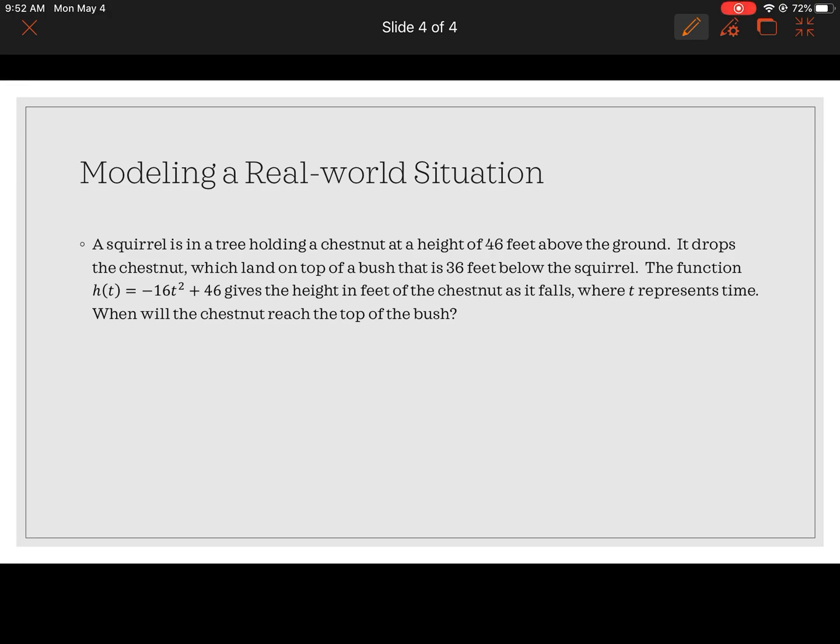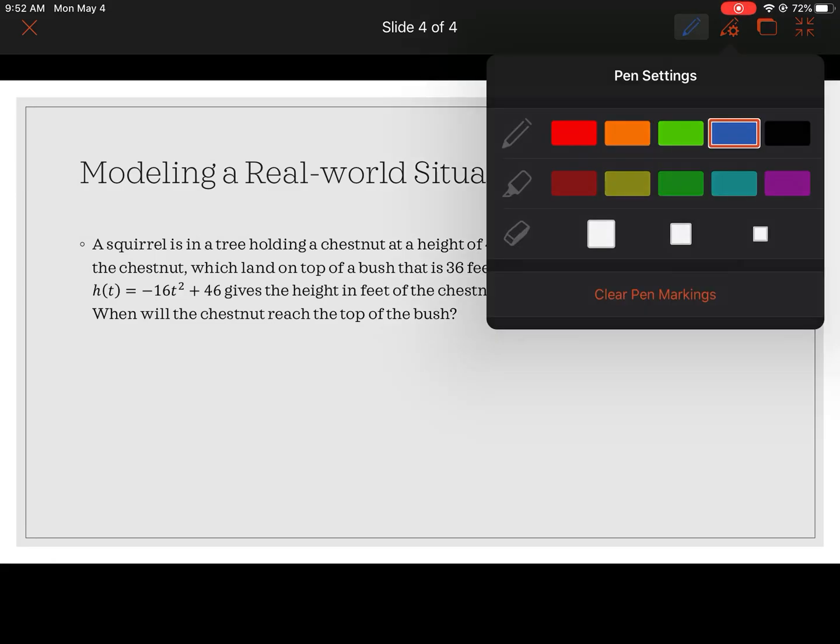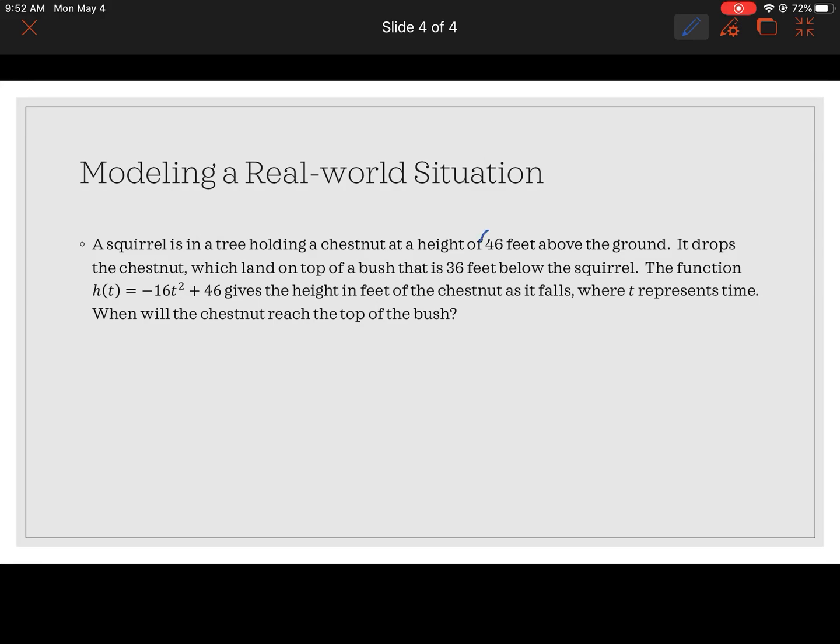So let's talk about using these points in a real situation. Although I don't know how real a squirrel holding a chestnut is. But a squirrel's holding a chestnut in a tree. He's 46 feet above the ground. So one of the first things I'm going to tell you is that when they tell you where something is in relation to the ground, normally that's your y-intercept.